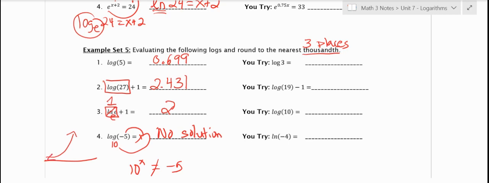So you're going to find for logs that when we evaluate, there's going to be no negatives, or whatever value is inside here has to be greater than 0. Otherwise, you're going to get no solution, right? Because our exponentials, remember, unless there's some sort of translation, are never going to dip below y equals 0.